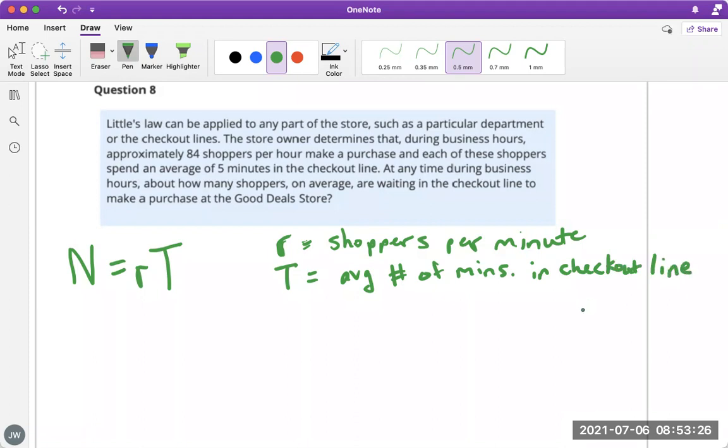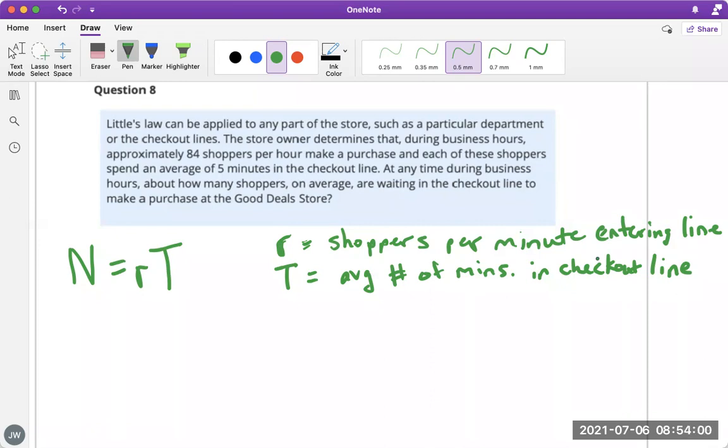Okay, so R is the number of shoppers entering the checkout line, all right? And let me put that here, entering line, because there's a difference between entering and then how long you have to stay in that line, right? So the number of shoppers per minute that enter the line, and then the average number of minutes they spend in that checkout line. I hope that makes sense, right? People come to the line and you have to wait in line, right? We're all familiar with that if you've ever been to a store.